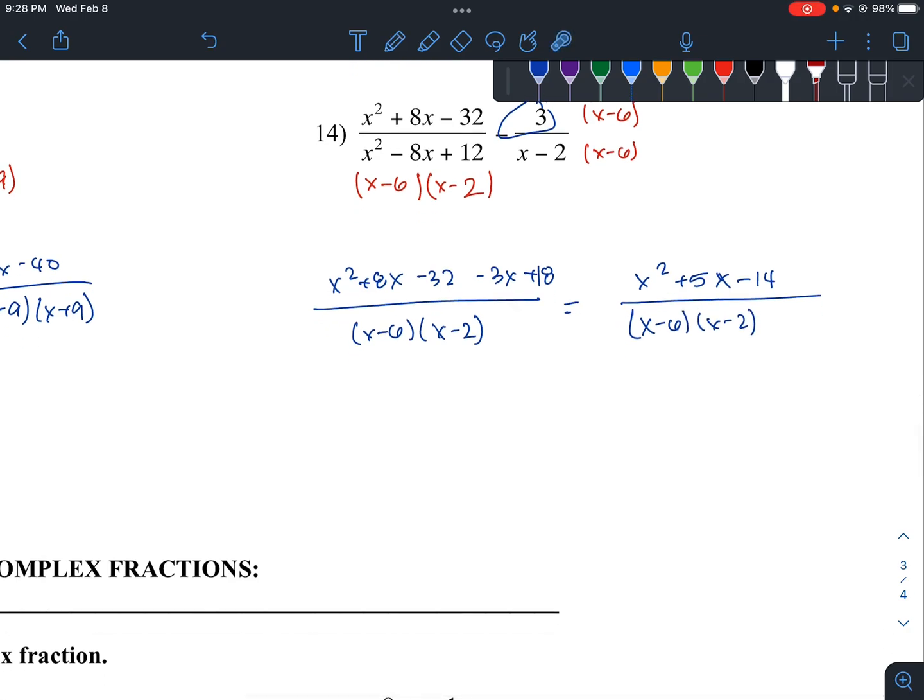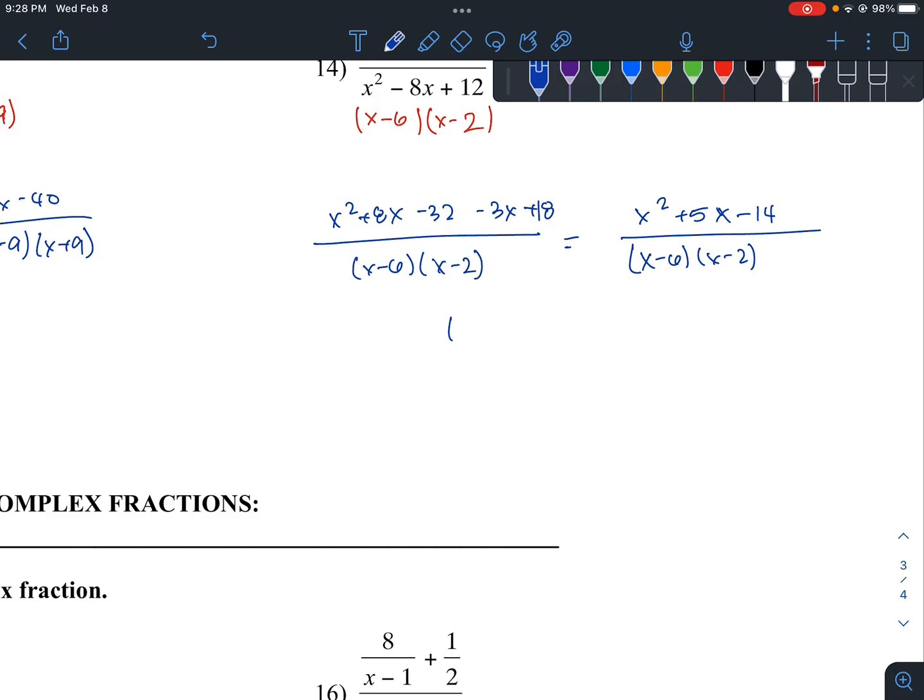Okay, now just to verify, I think this can factor right here, so I'm going to factor that. So two numbers that multiply to be negative 14 and add to positive 5. So that sounds like x plus 7 and x minus 2. And then I have x minus 6 and I have x minus 2. And so that's going to cancel right there. So I'm going to have x plus 7 over x minus 6. And there you go.